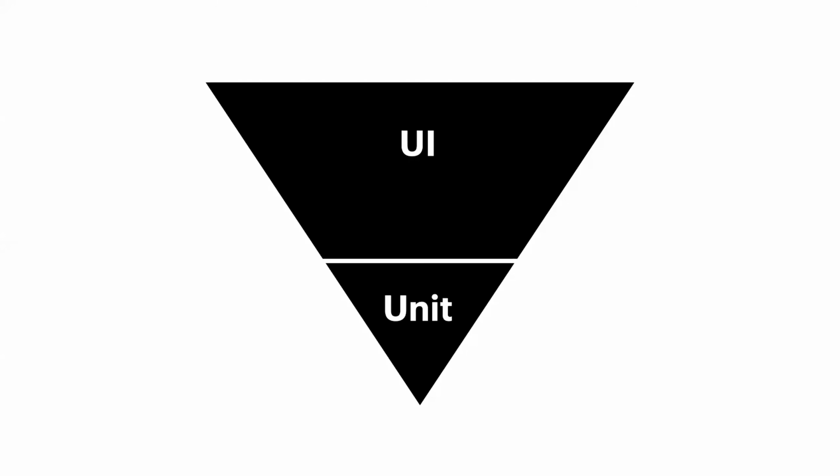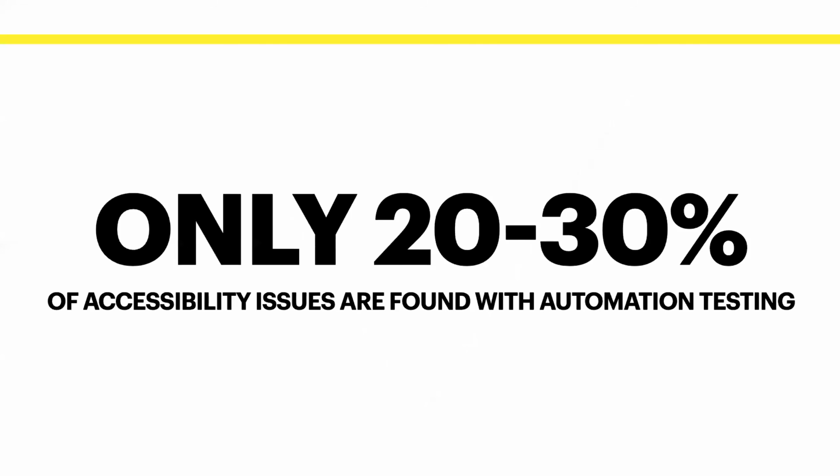Because unlike the test automation pyramid, where its focus is around saving time and repeatability, the accessibility test automation pyramid is focused on human experiences. And this is because only 20 to 30% of accessibility issues are found with automation testing.